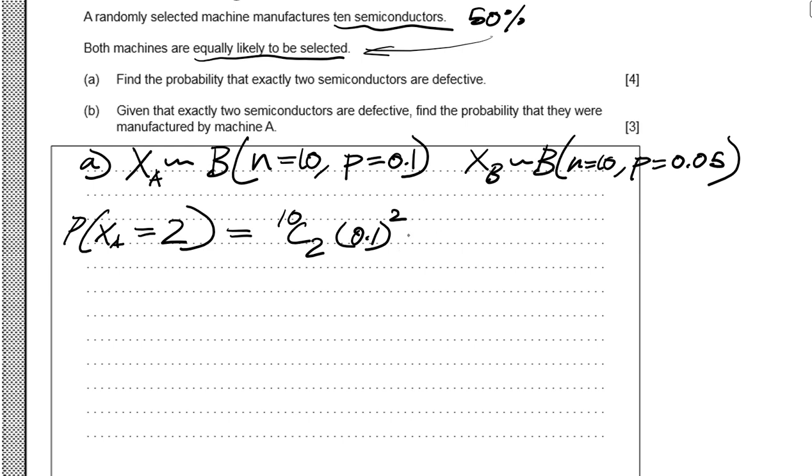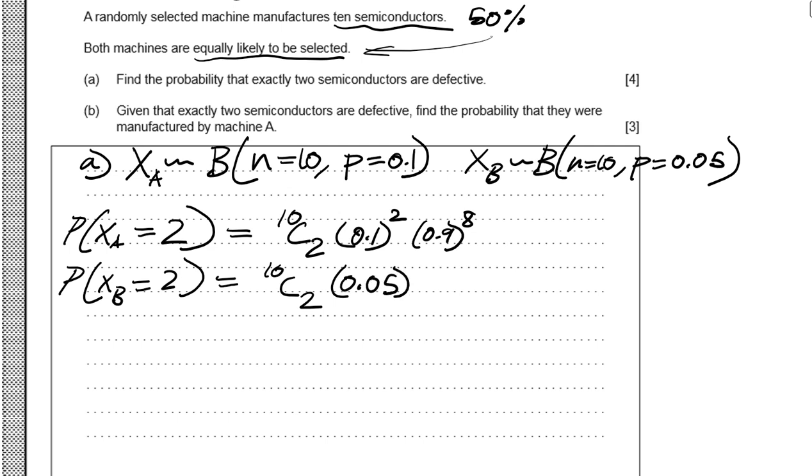Okay, so 10C2, P, and then 1 minus P, that's 0.9 to the power of 8. And so this essentially is like 2 trials are being defective, the rest are not defective. And now let's do P(XB = 2). That is equal to the same thing, but this time we have a different probability rate, and 0.95 to the power of 8. And so let's find our answer to both of these.